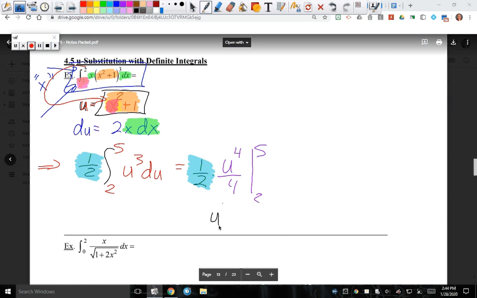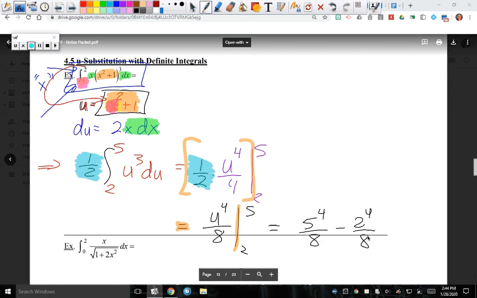We have u to the 4th over 8, 2 to the 5th. Now, some of you are thinking to yourself, Mr. Gomez, last time you put these brackets and then you had 2 to the 5th. You could do that. If you want boss status, don't put the brackets. This is kind of like the brackets. This is what you'll do in college. They don't put brackets. It's just the bar with the equal sign. That's your brackets, if you will. And when I plug it in, I will get 5 to the 4th over 8. And I will subtract 2 to the 4th over 8.